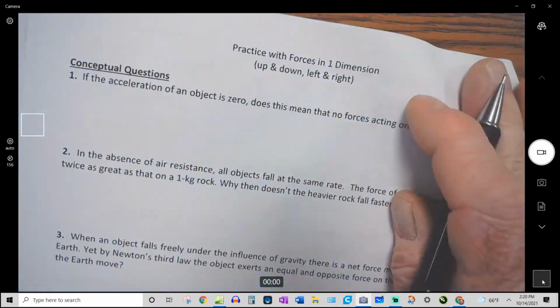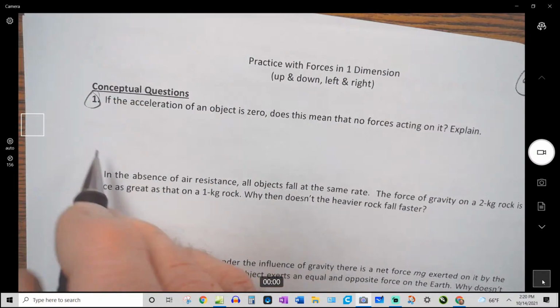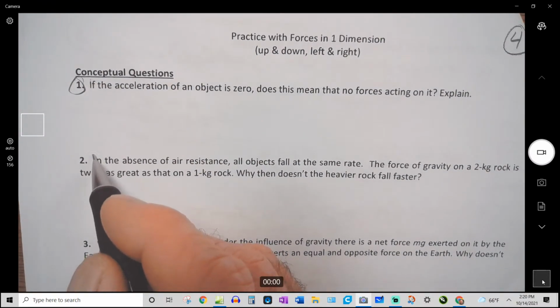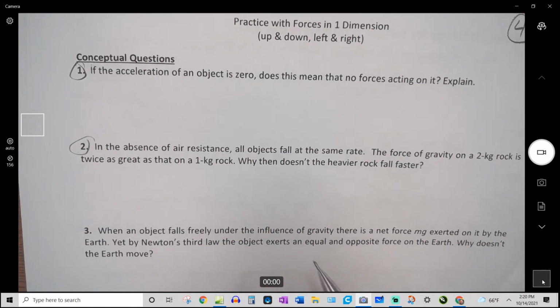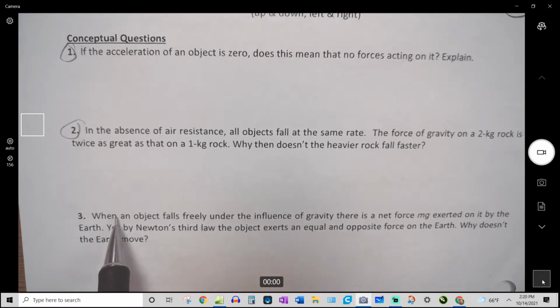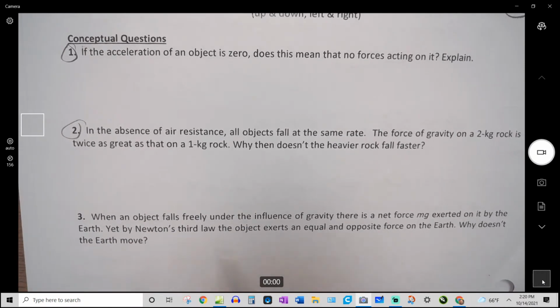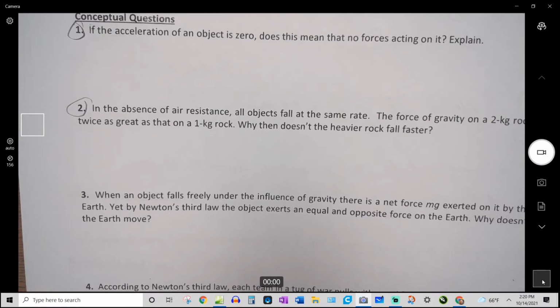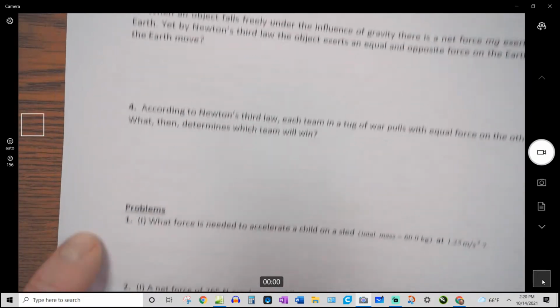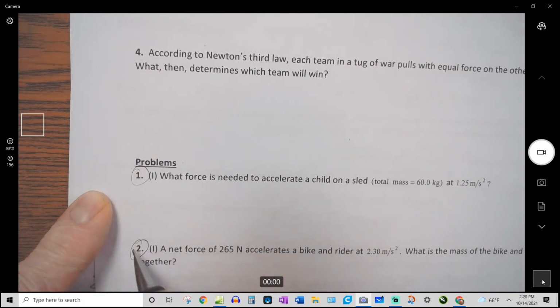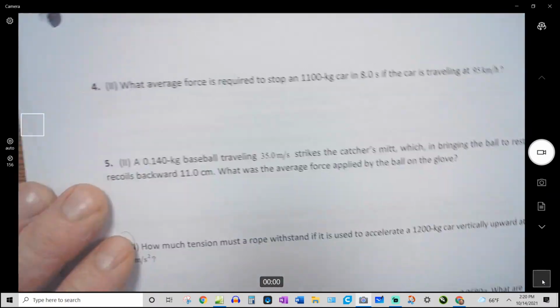Okay, so let me go over the homework. Number 1, right here, conceptual questions. That's part of your homework. Number 2 is part of your homework. Don't do number 3. We're not ready for that yet. We haven't gotten to Newton's third law. Then for problems, it's going to be 1, 2, 3, 4, 5, and 6.